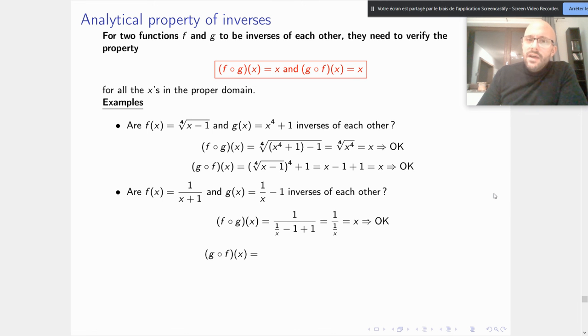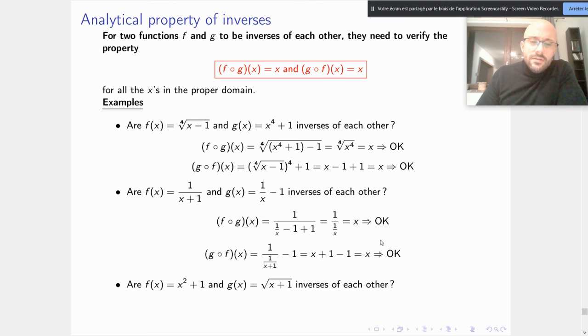And what about g after f? We take the expression of g and replace the x by 1 over x plus 1. So this gives us x plus 1 minus 1, which gives us x. So also it's okay. So the property is verified. So the two functions must be inverses of each other.